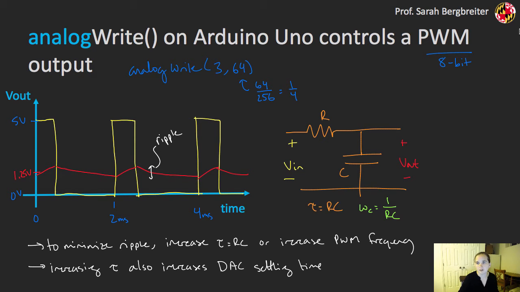So if I switch from analogWrite 64, and then I go to analogWrite after some delay, say 128, right? 128 should put me at about 2.5 volts instead. Having a large time constant or a low corner frequency with this filter, it'll take a long time to move from 1.25 up to 2.5.